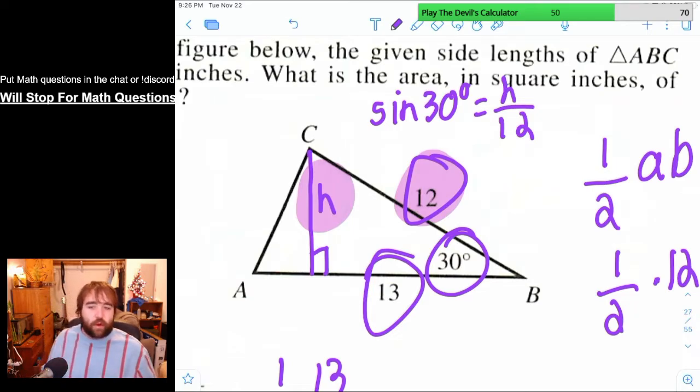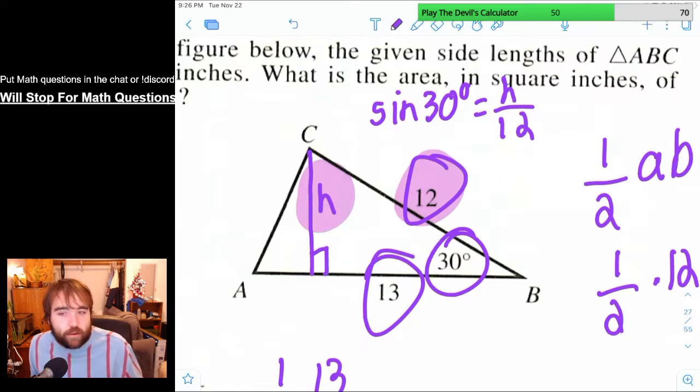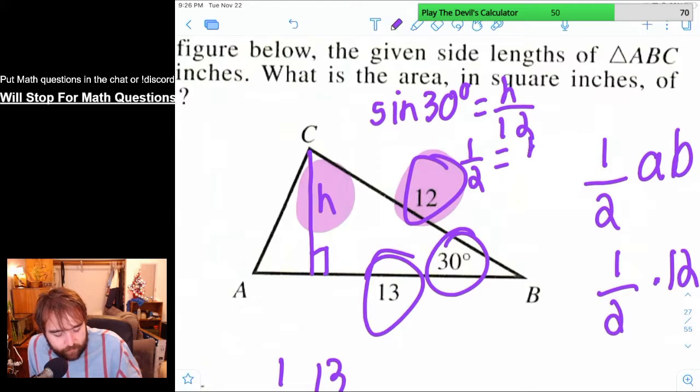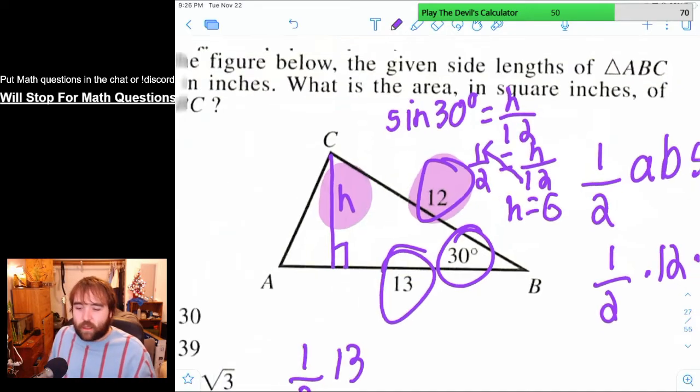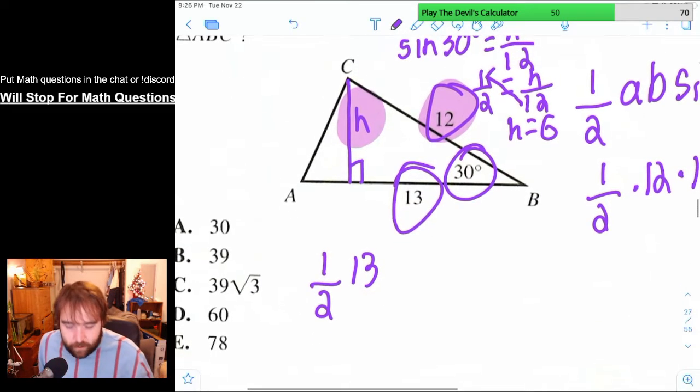And now what's sine of 30? You should probably know that. If you don't, you can just type it in your calculator. But if you're doing it in your calculator, make sure your calculator is in degrees instead of radians, because a lot of them default to radians. But you should just know the sine of 30 degrees is 1/2. So then you have that 1/2 equals the height over 12. So multiply both sides by 12. And the height is 6. And that'll get us our answer.